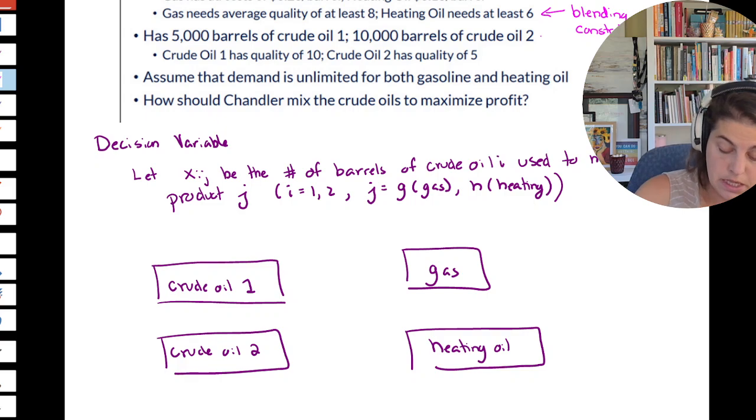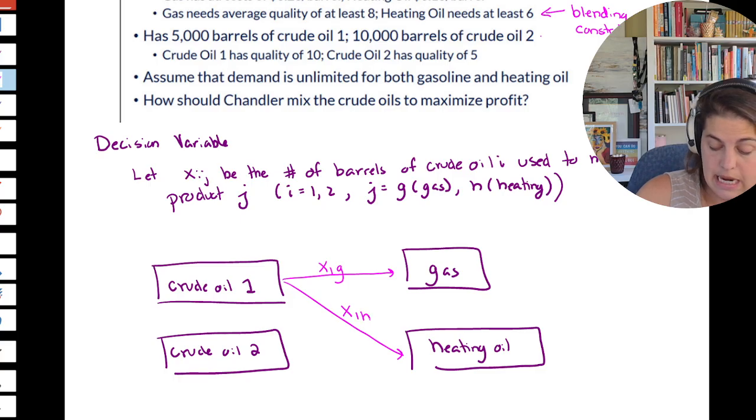So remember, each one of these arrows, right? This is the amount of crude oil 1 going in to make gas. This is the amount of crude oil 1 going to make heating oil. For crude oil 2, I've got the amount of crude oil 2 going to make gas, and the amount of crude oil 2 going to make heating oil.